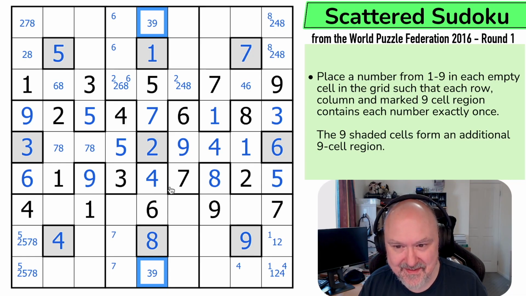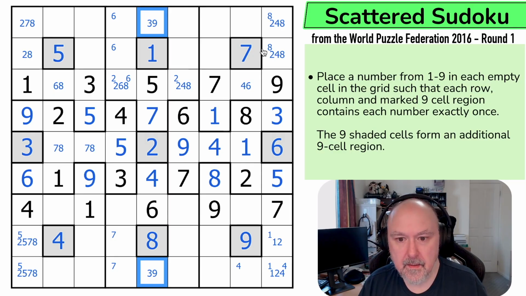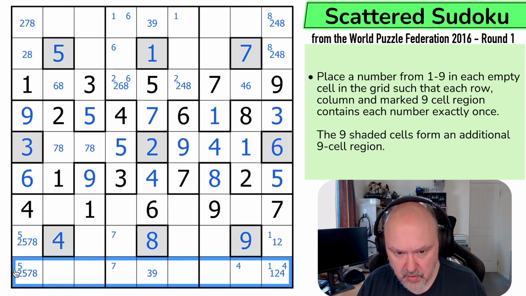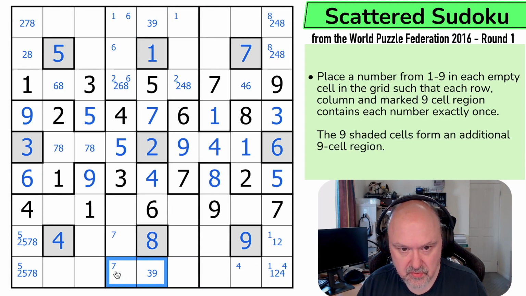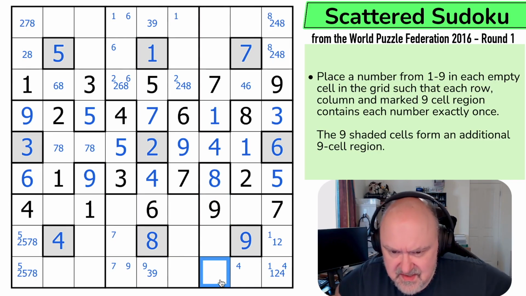Nope. No. 1 in this top row. It's not in any of those. So it's in one of those two. 9 in this bottom row is in one of those two. Oh, come on. Because I've got 9s in these regions. I've already got 4 over there. I'm looking for naked singles at this point.